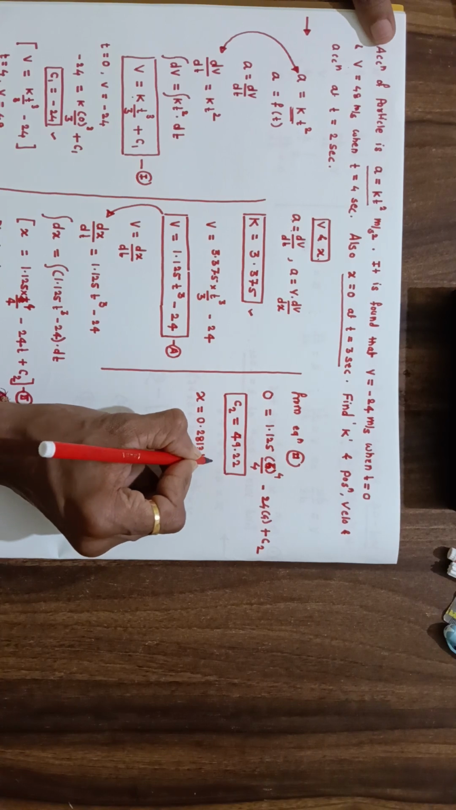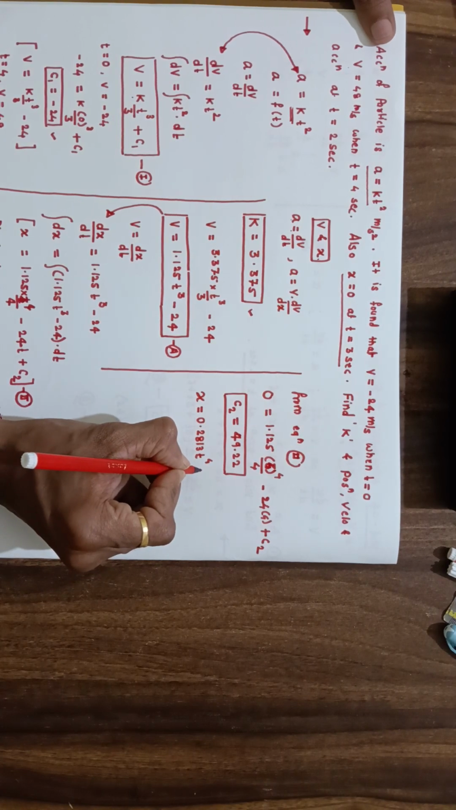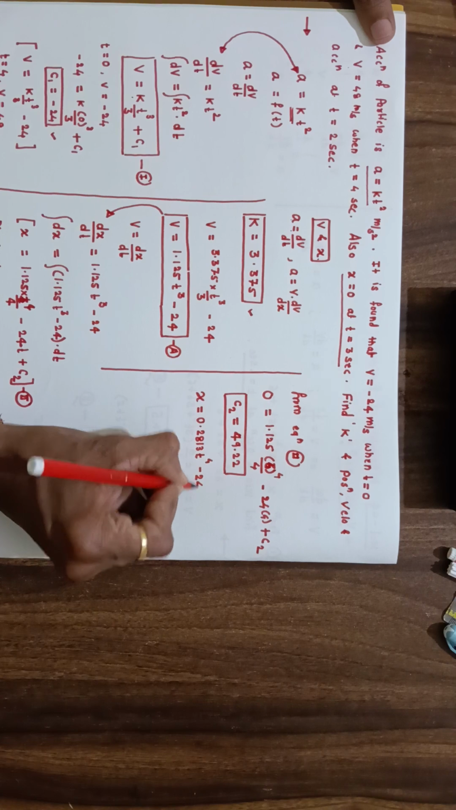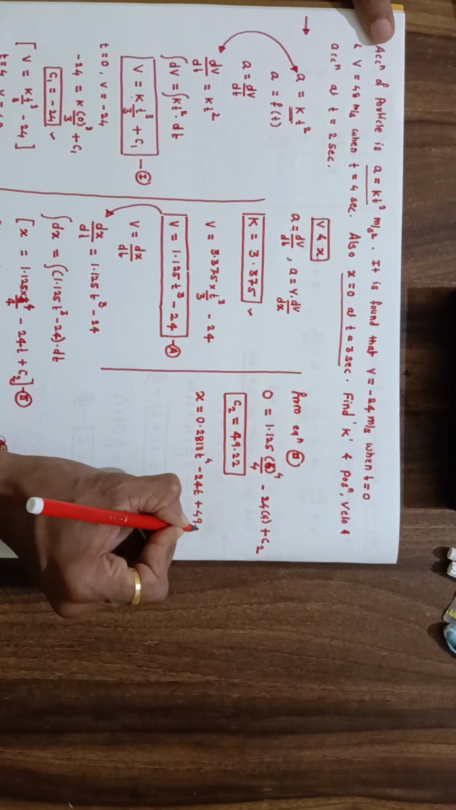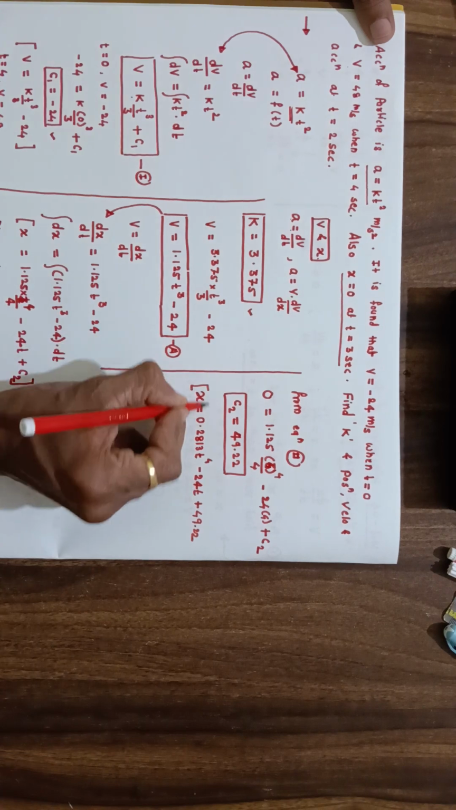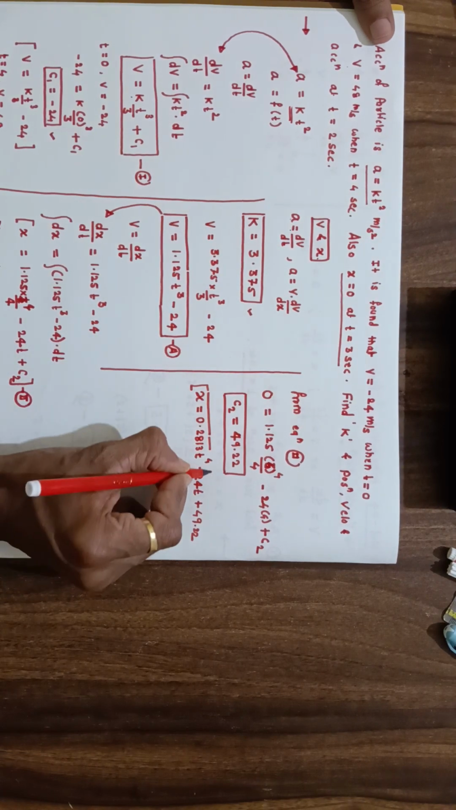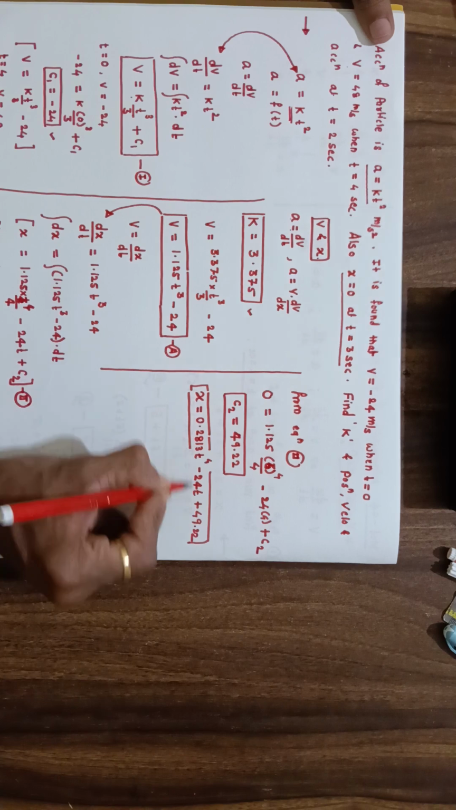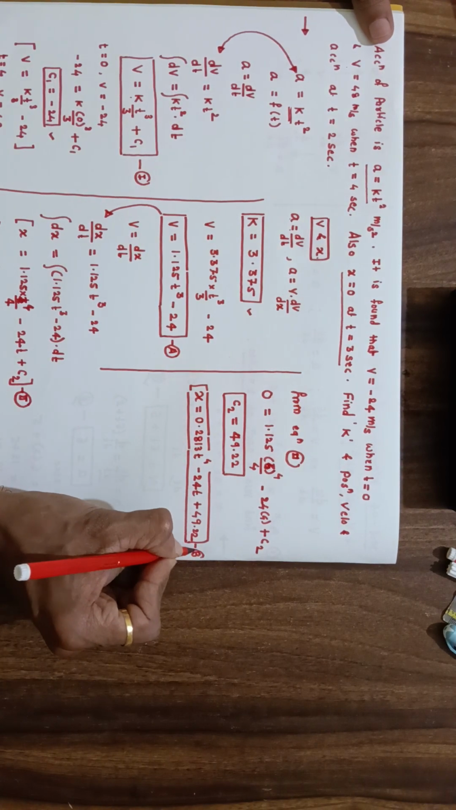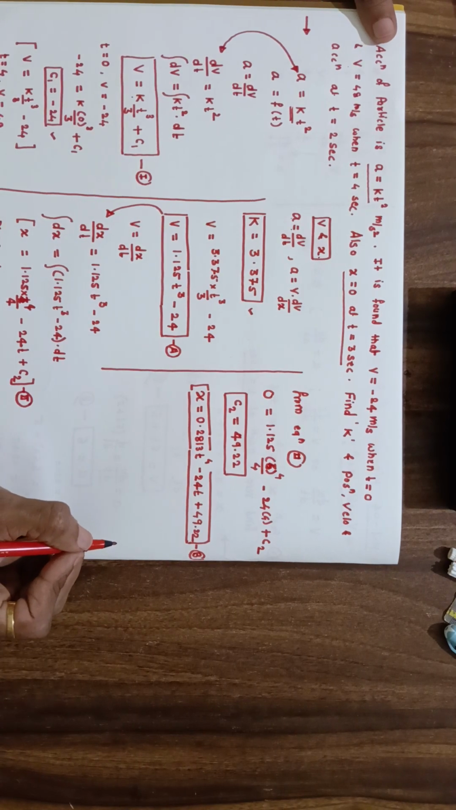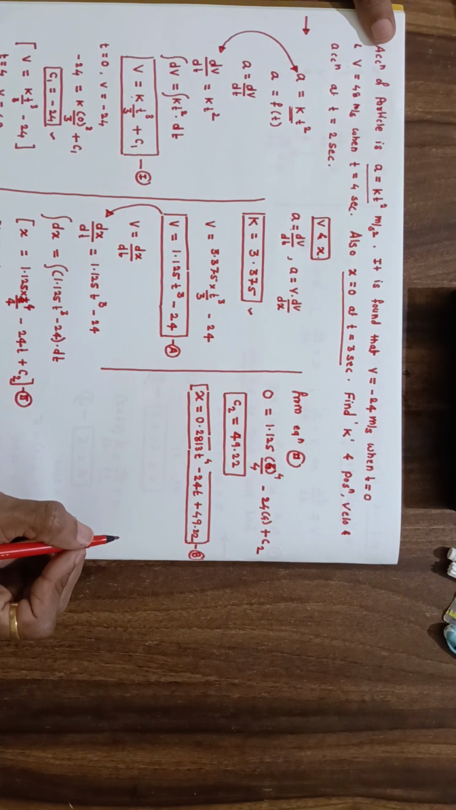0.2813 t raised to 4 minus 24t plus 49.22. So this is the final equation for x. Okay, so consider this equation as equation B. Okay, now we have all the equations.